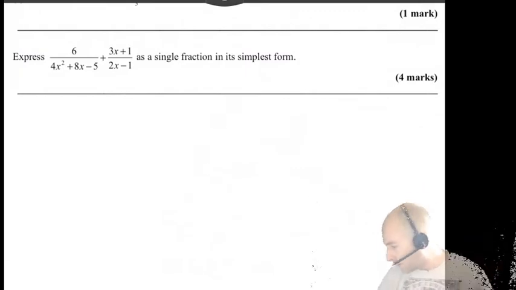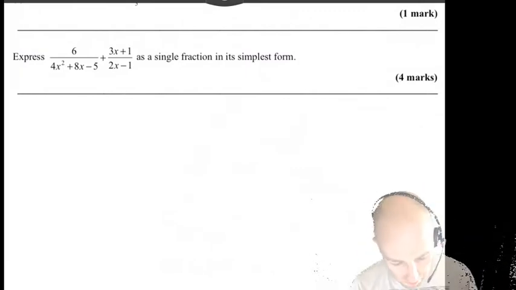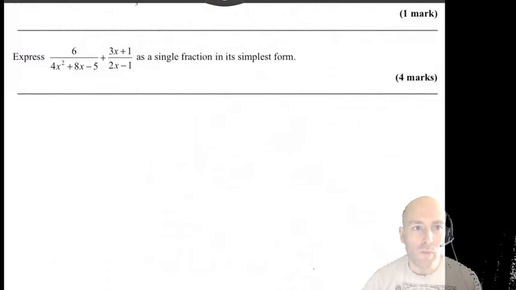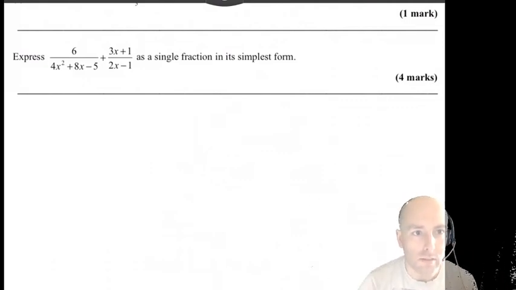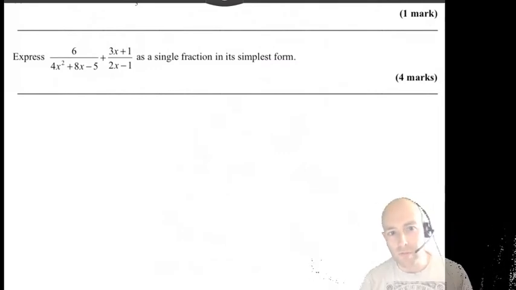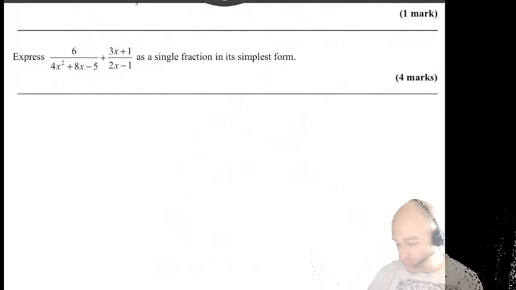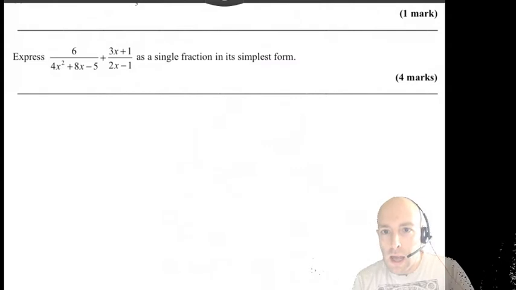Cool. Right, hopefully you guys got on right with that one. So with these ones, the trick is to start by factorizing the one on the left, and hopefully we're going to find a common factor with the one on the right, and then the fraction should be pretty easy to add together. So let me get the timer out of the way.